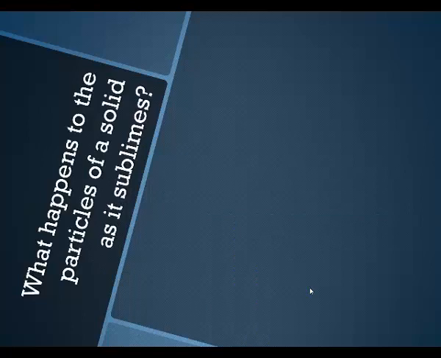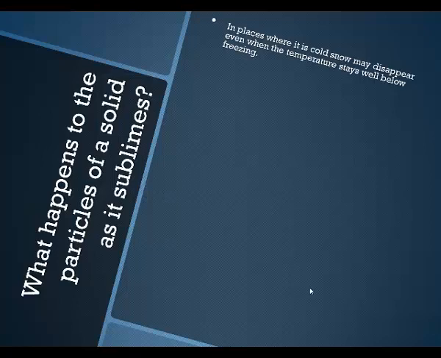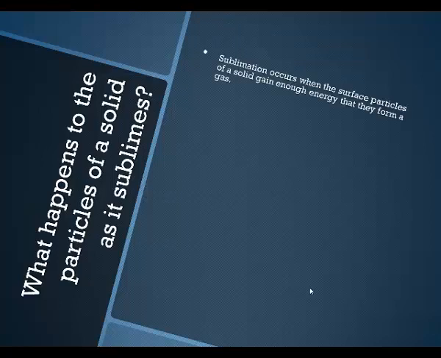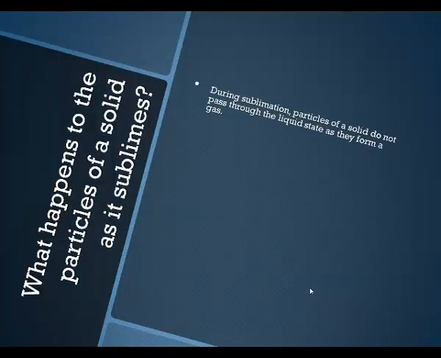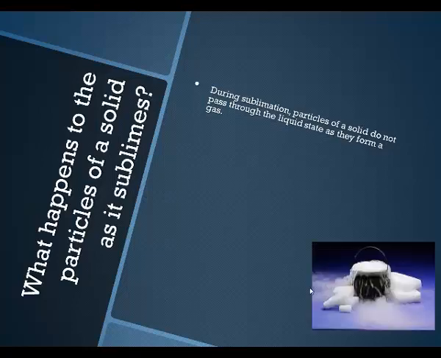What happens to the particles of a solid as it sublimes? In places where it is cold, snow may disappear, even when the temperature stays well below freezing. Sublimation occurs when the surface particles of a solid gain enough energy that they form a gas. So a picture here shows a really cold location. You can see the snow all over everything. Sublimation is going to occur in this location. It's so cold that melting does not occur. So during sublimation, particles of a solid do not pass through the liquid state as they form a gas.